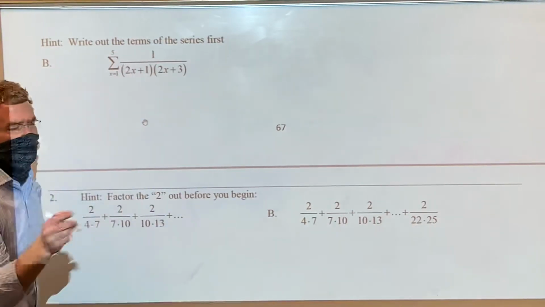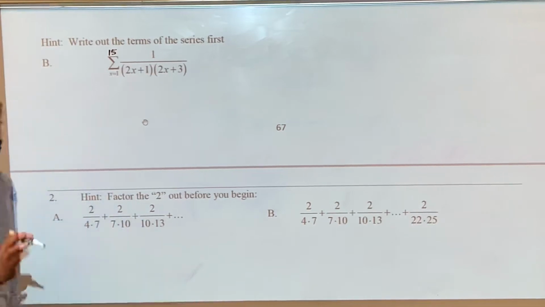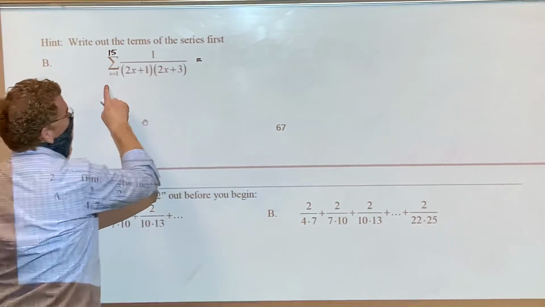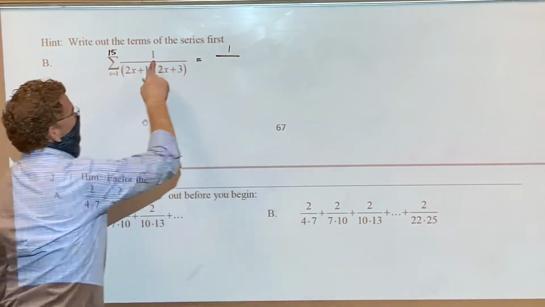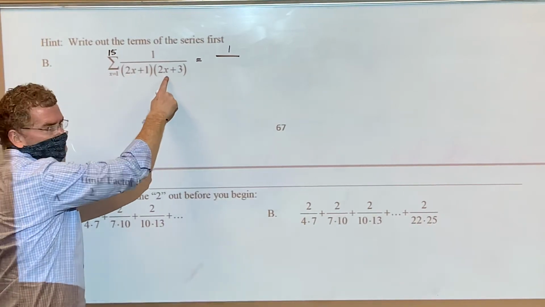I tell you what, let's do this. Change that 5 to a 15. Now I'm going to write these out, but I'm going to do you the favor of not simplifying anything. So check it out. First, I plug a 1 in. What do I get when I plug a 1 in? Don't simplify anything. 1 over 3 times 5.